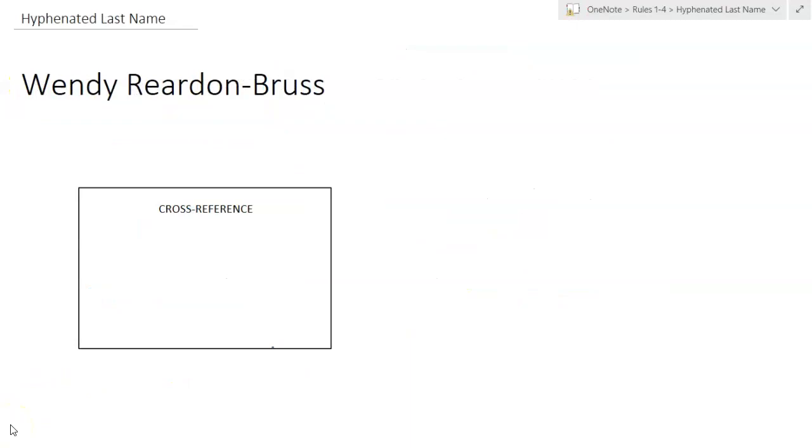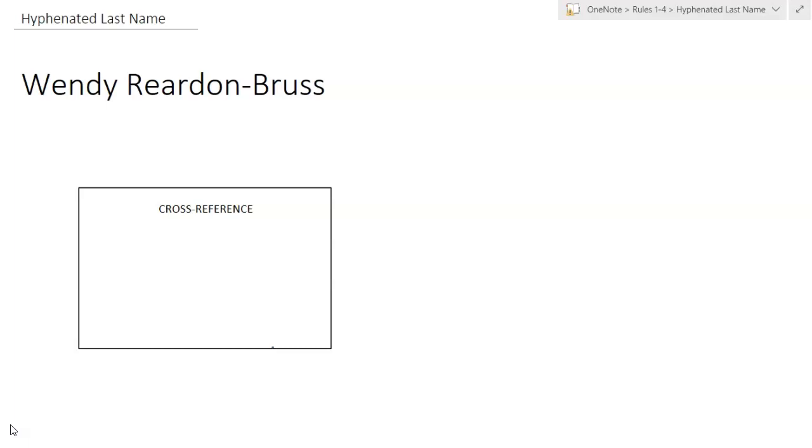The final instance this week that you'll learn cross-references is for hyphenated surnames. Usually married women sometimes use hyphenated surnames. With hyphenated surnames, a request for records could be under either of these surnames, so we do need to create a cross-reference for this.